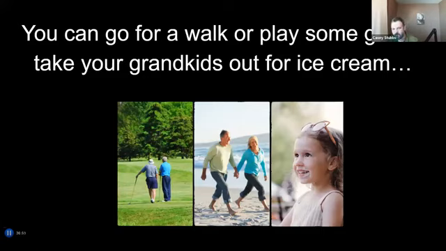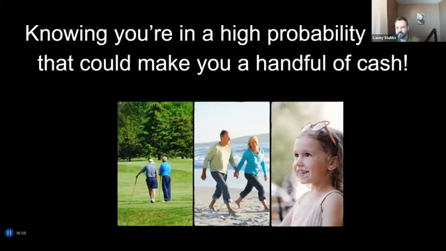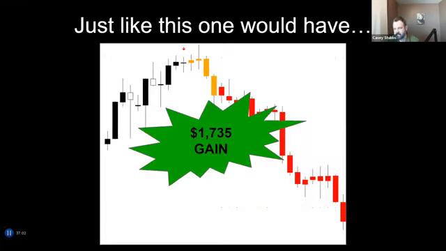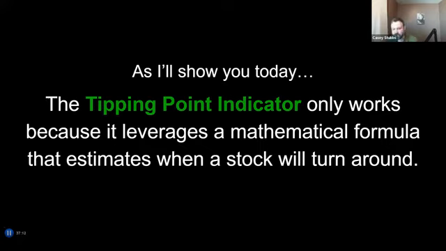You can go for a walk or play some golf or take your grandkids out for ice cream. Knowing you're in a high probability trade that could make you a handful of cash. Just like this one would have, a $1,735 gain. And as I'll show you today, the tipping point indicator only works because it leverages a mathematical formula that estimates when a stock will turn around.